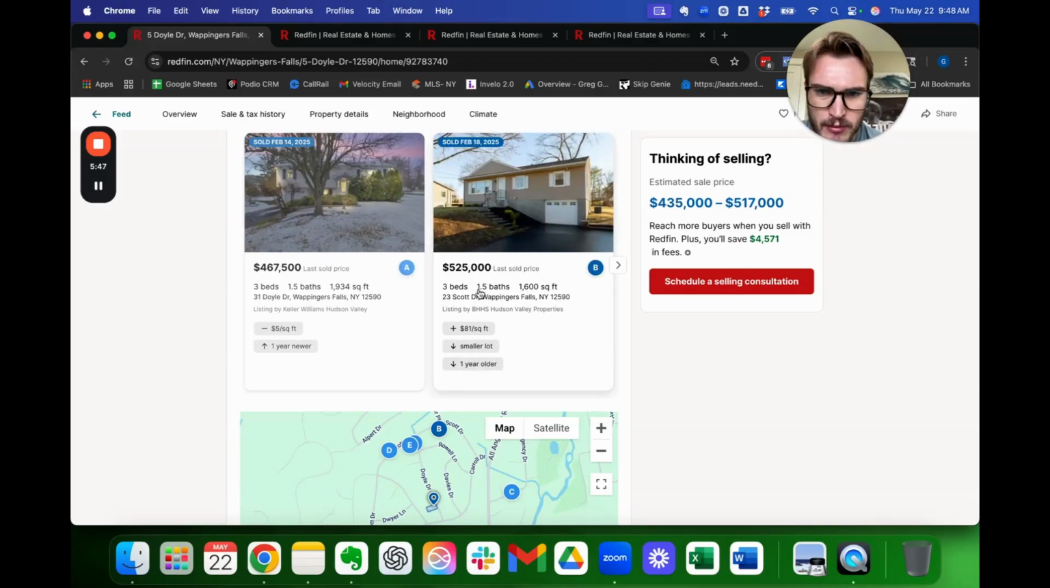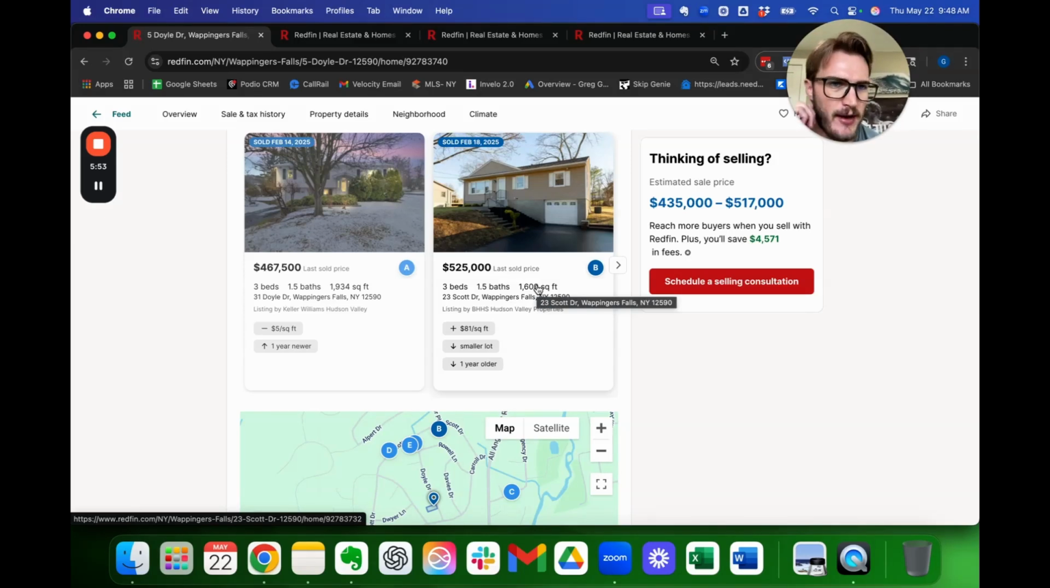Comparable number B, 3-bed, 1.5-bath, 1,600 square feet, sold for $525. Now that's freaking crazy. Most likely this was a renovated property. I can assume that because I'm just looking at the outside. The side, it looks good. Everything looks good here. It looks like it's got landscape. So I'm assuming this was a flipper who did this project.